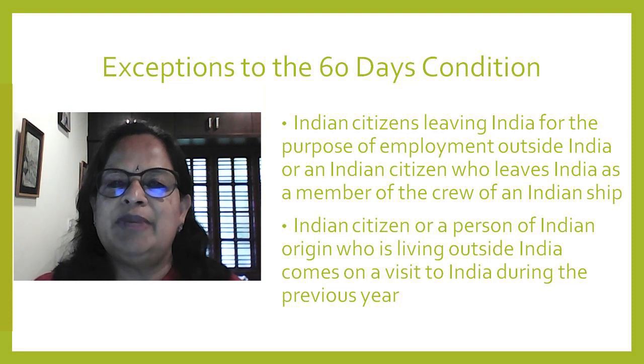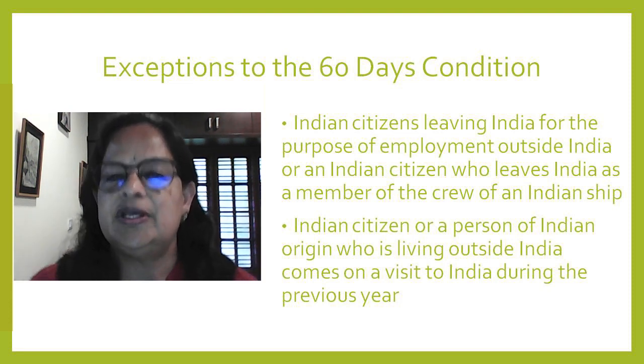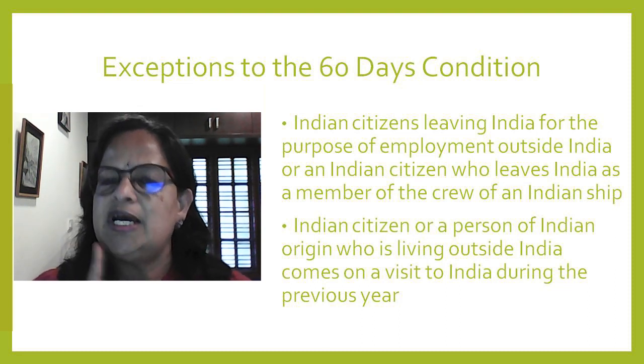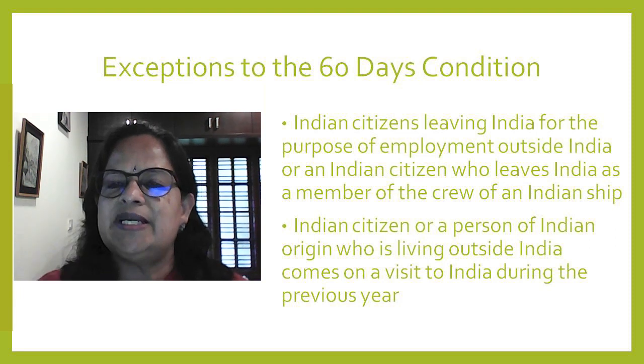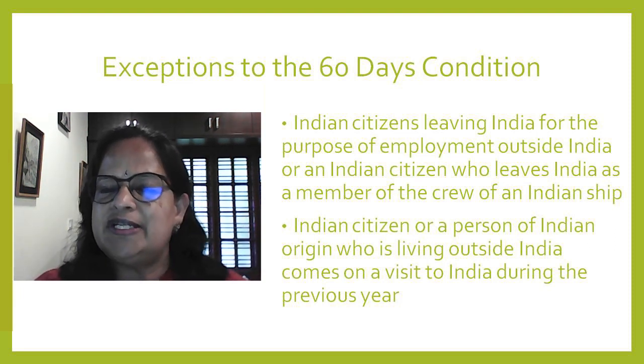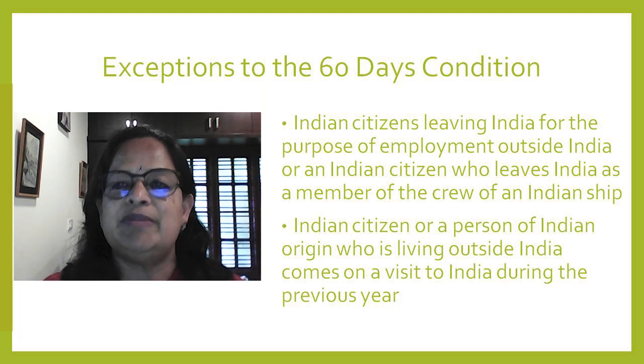Now you have to remember that certain exceptions apply to the 60 days condition. I told you the basic conditions are two. One is 182 days in the previous year. The second basic condition is divided into two components. First you have to see whether the individual is satisfying the first component, and only then go to the second component, the computation. To save time I am telling you.